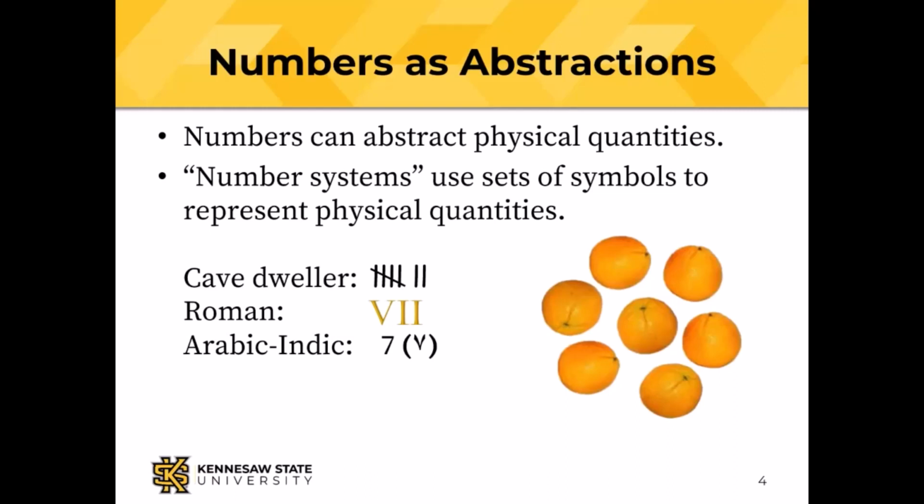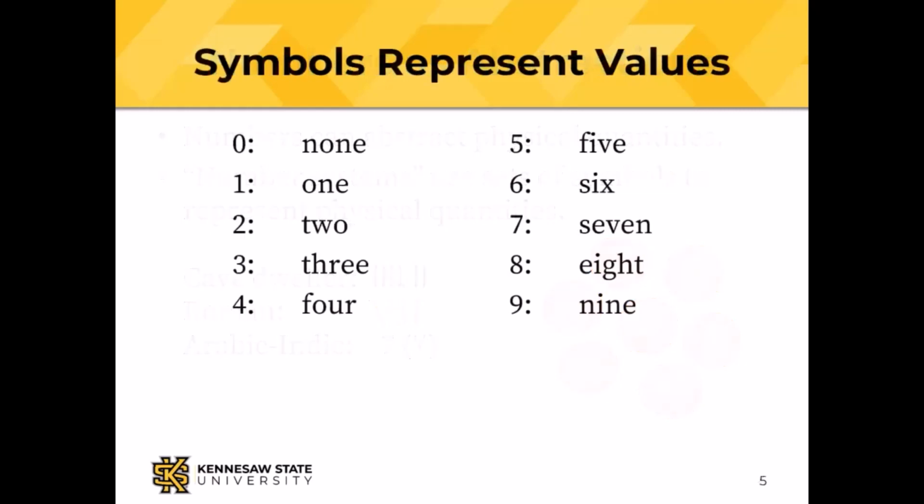But the point of this is that those numbers represent abstractions. There's nothing really concrete about the number itself other than the value. And we use a set of symbols to represent values. So with the Arabic Indic numbers, we use the 0 to represent the empty quantity, the none. And we're going to find out that 0 is critically important in a positional number system. And then 1, 2, 3, 4, 5, 6, 7, 8, 9 to represent those corresponding values or quantities.